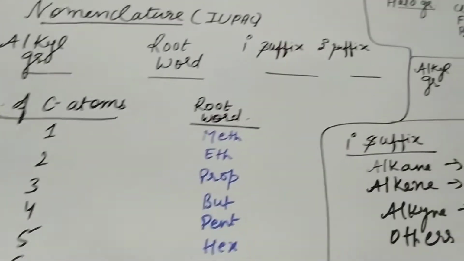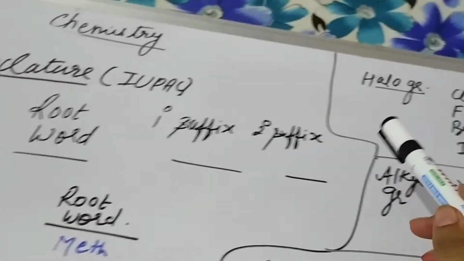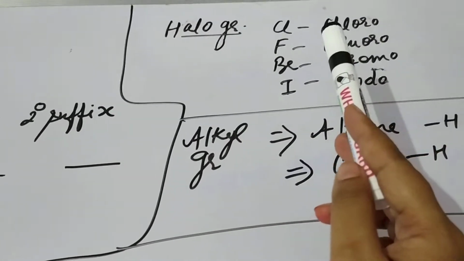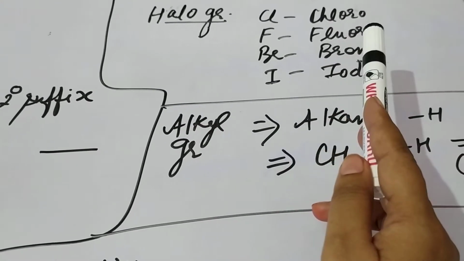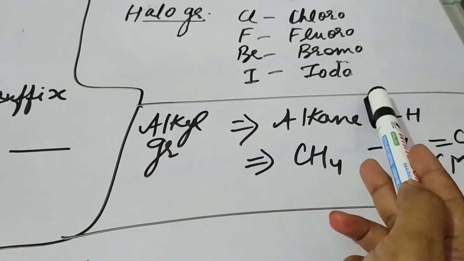Next, the term that I have used here is halo group. Now what is halo group? Only 4 halogens are there: fluorine, chlorine, bromine, iodine. So if chlorine appears in the chain, then you will write chloro; fluorine, fluoro; bromine, bromo; iodine, iodo.